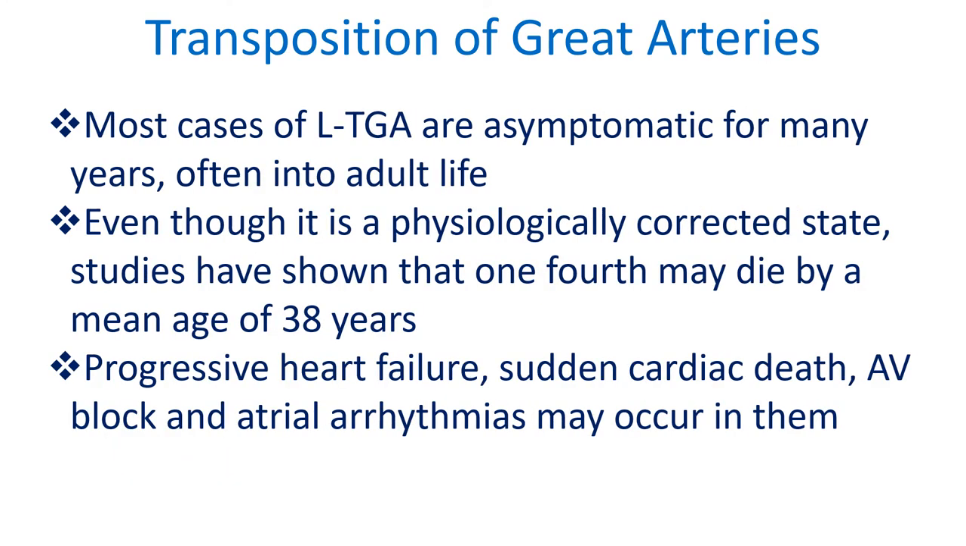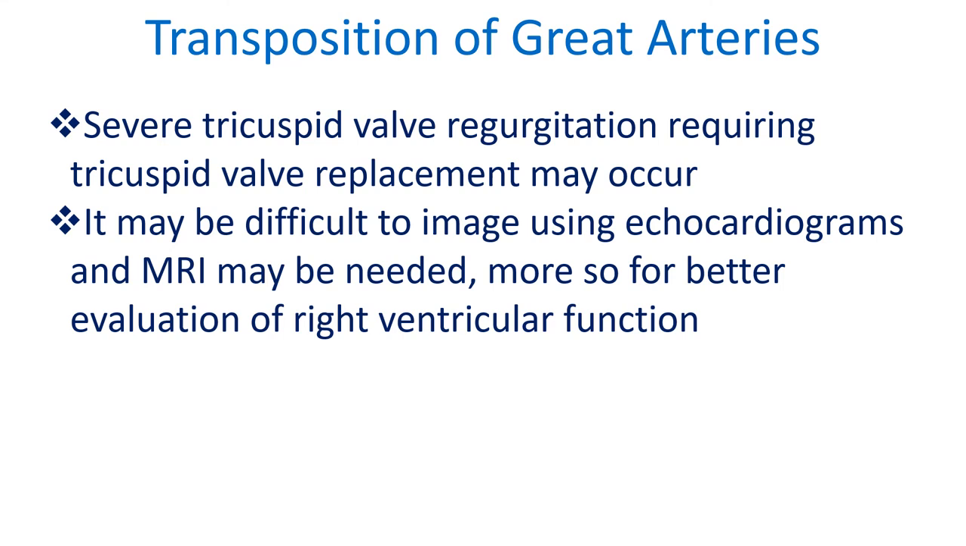Most cases of L-TGA are asymptomatic for many years, often into adult life. Even though it is a physiologically corrected state, studies have shown that 1/4 may die by a mean age of 38 years. Progressive heart failure, sudden cardiac death, AV block, and atrial arrhythmias may occur in them. Severe tricuspid valve regurgitation requiring tricuspid valve replacement may occur. It may be difficult to image using echocardiograms and MRI may be needed, more so for better evaluation of right ventricular function.